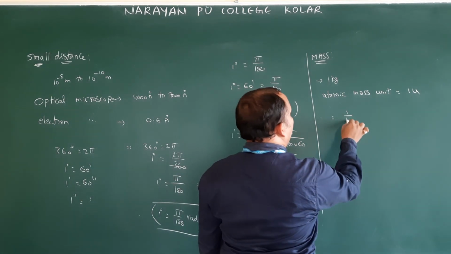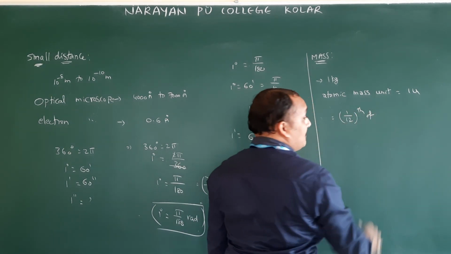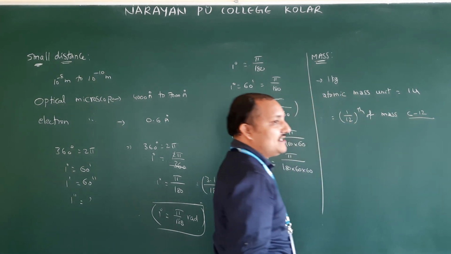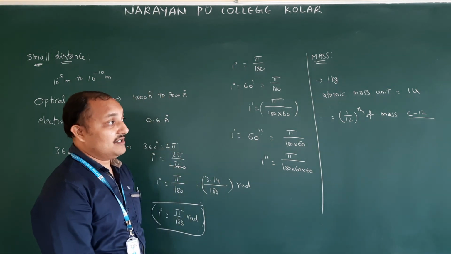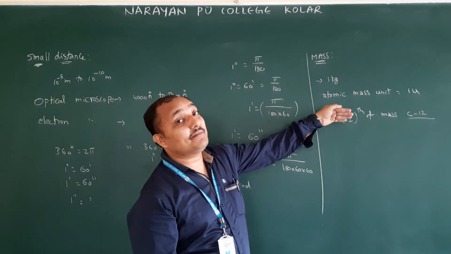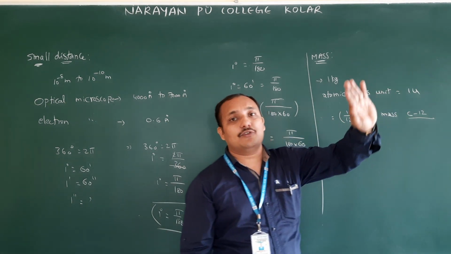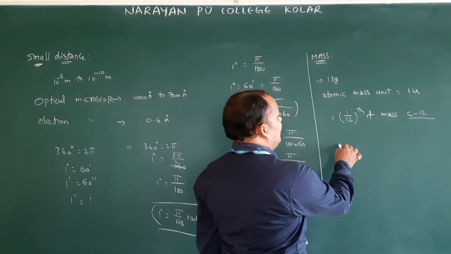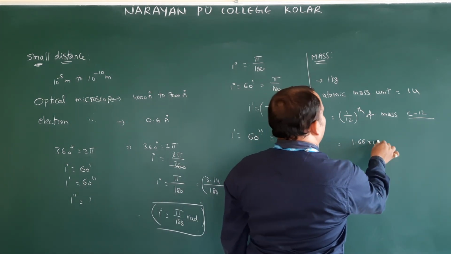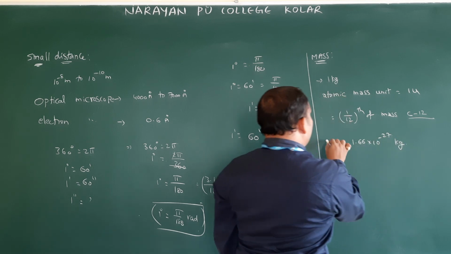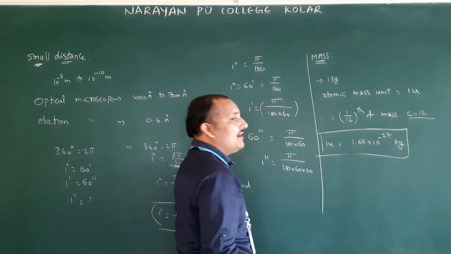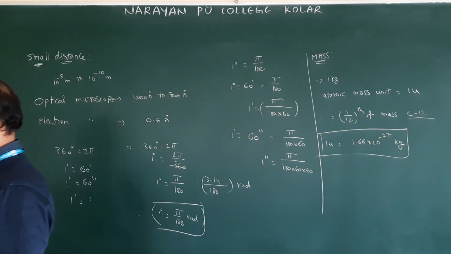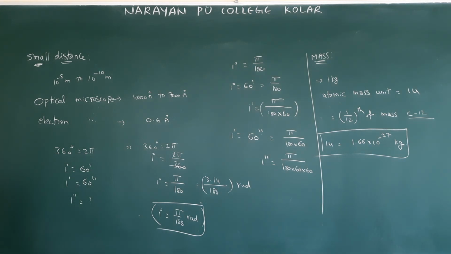One by 12th of the mass of carbon 12 isotope. One by 12th mass of carbon 12 isotope, how much is it? That value is nothing but 1 atomic mass unit, which is 1.66 into 10 power minus 27 kg. So this is a very important value. We should come to know this value. They will ask what is one atomic mass unit, either the definition or the value.